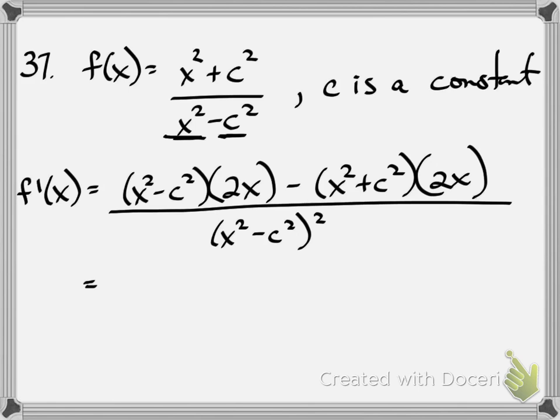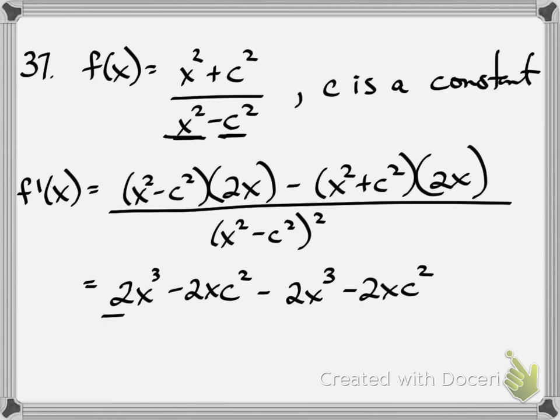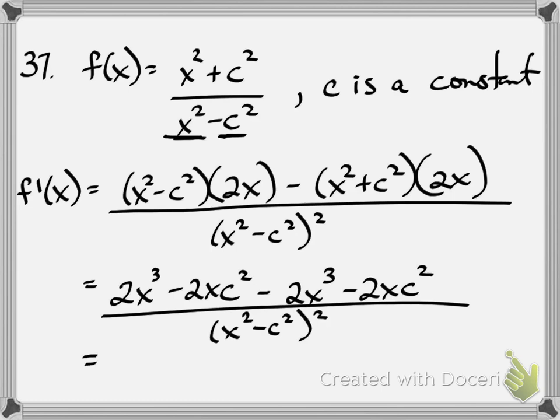In the numerator, when we distribute, we'll get 2x to the third minus 2xc squared. And then we get minus 2x to the third minus 2xc squared all over your low squared. The 2x to the third's cancel, so you get negative 4xc squared over x squared minus c squared squared. That one was strange.